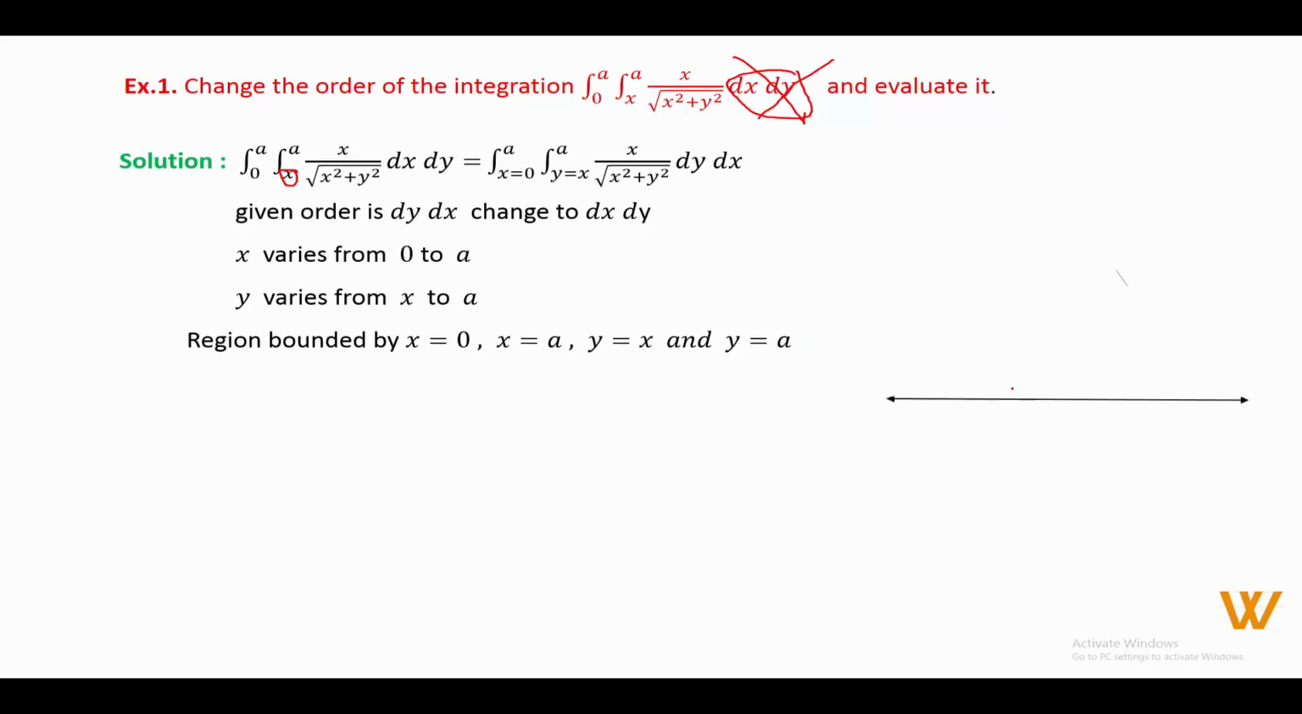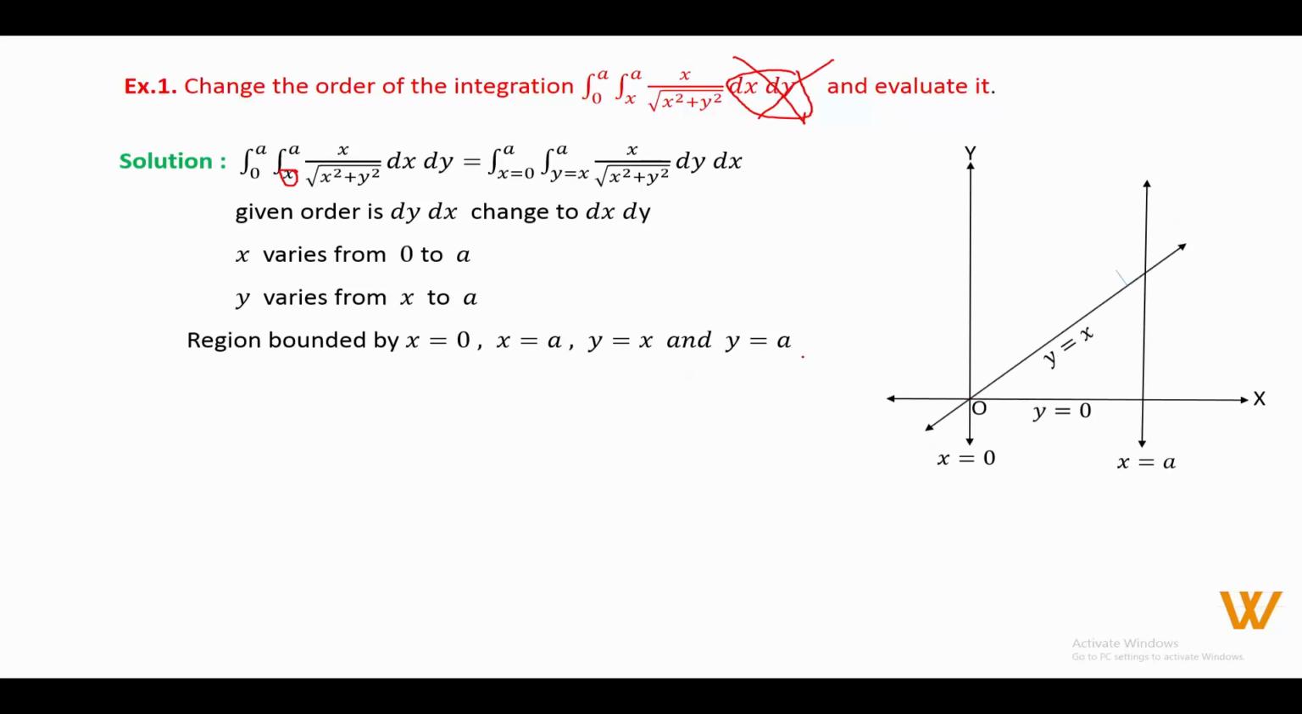So for that, consider the x-axis and y-axis with the origin. This point is the origin. This line is the x-axis whose equation is y equal to 0. This line is the y-axis whose equation is x equal to 0. Now the next line is x equal to a, which is parallel to the y-axis. Next line y equal to x passes through the origin.